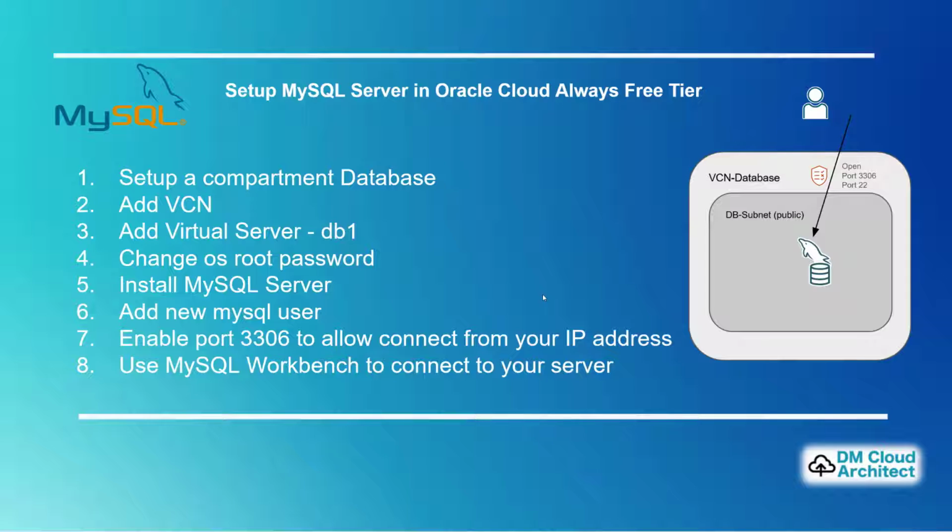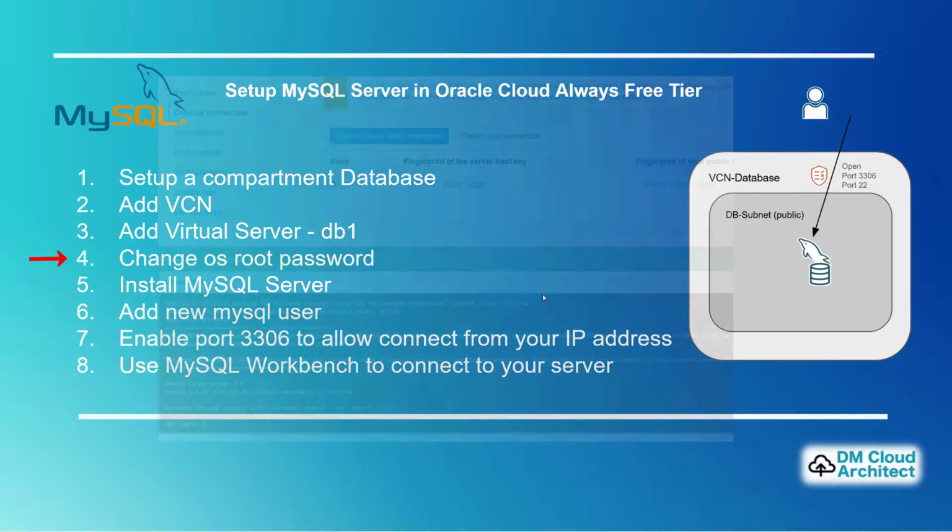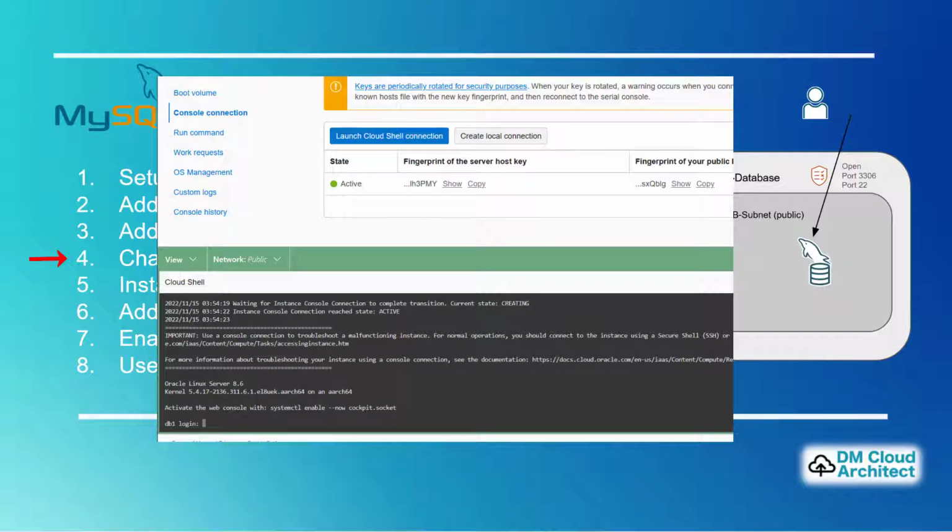What are we going to do? We're going to set up the compartment for the database. We're going to add a VCN, add a virtual server. Once we create the virtual server, we log in, then we're going to change the root user password. This is a very important step for maintenance purposes. If something happens, you have to have a backdoor to the server. The backdoor is provided by the console access. To access through console, you have to have a password for the account which you want to access. Okay, this is a very important step. This will be our preparation.